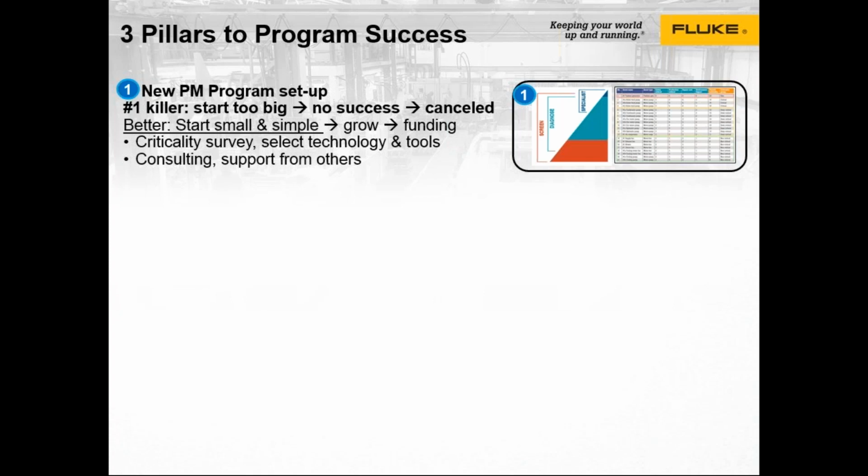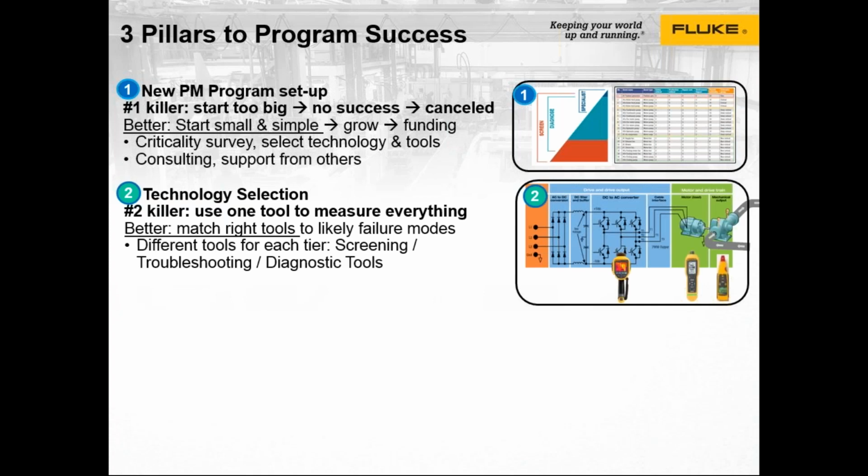Just start with 20 machines. Start trending those 20 machines. Use screening tools like vibration meters and thermal imagers to tell us whether the machines are good or bad. Then move up to diagnostic tools. Once you start getting some successes, then wave the flag, document your saves, tell everybody how much money you've saved. Then you're going to get buy-in, you're going to get budget, and you can grow the program. That's the best way to start a program up, is start small and grow.